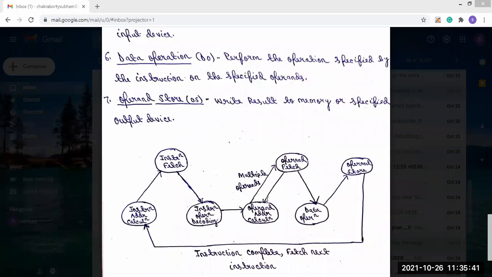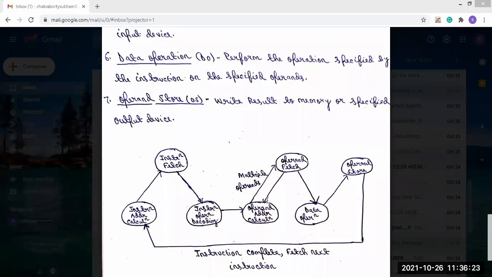After the operands are fetched, the data operations should be performed, because we have already brought the operands and we already know what specific operations we have to perform over them. After all operations are performed, we will store the specific result. We will write the result into the memory or the specific output device. So these are the states of how an instruction is executed, the states of an instruction cycle.